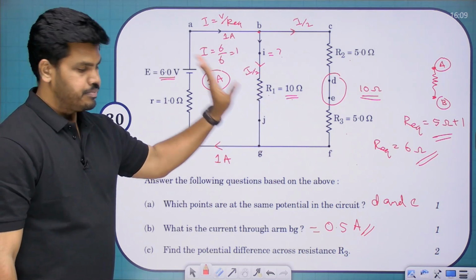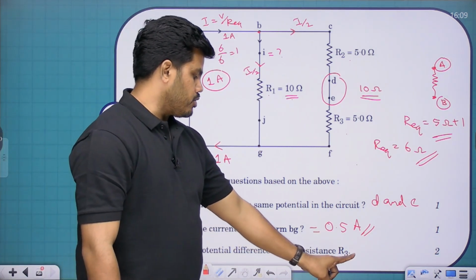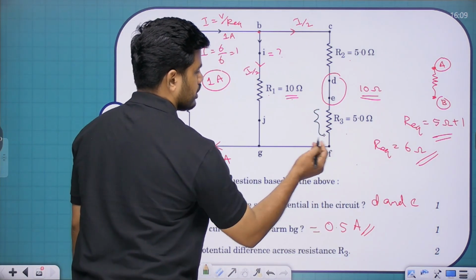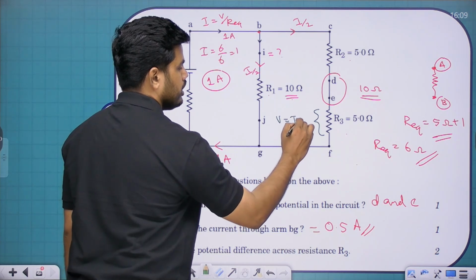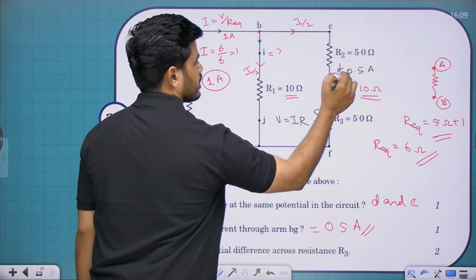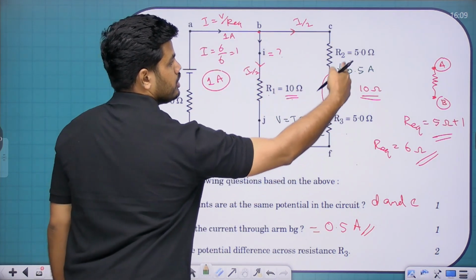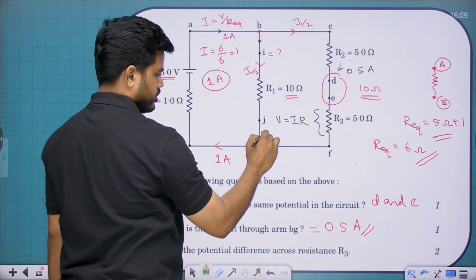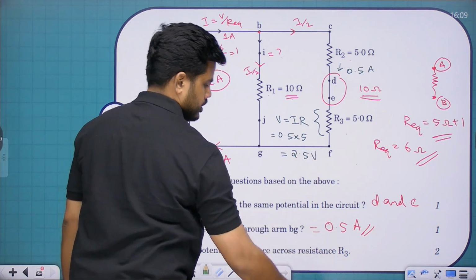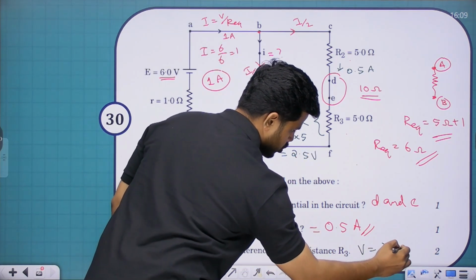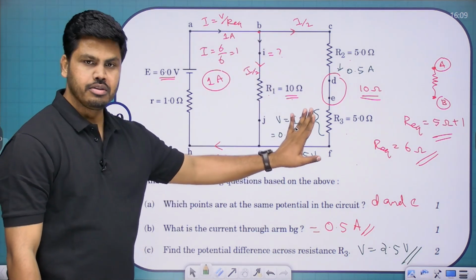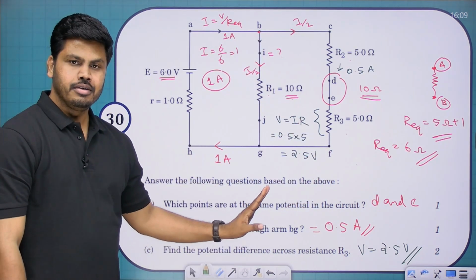Easily we could solve it. Now find the potential difference across the resistance R3. Potential difference across any given resistance is V equals IR. What was the current flowing through this? 0.5 ampere, right? This is I by 2, which is 0.5. 0.5 is flowing through the 5 ohm resistance. So we get 0.5 into 5, which is 2.5 volt. That is the potential drop. So that is how we solved the question. I hope it is clear. Thank you.